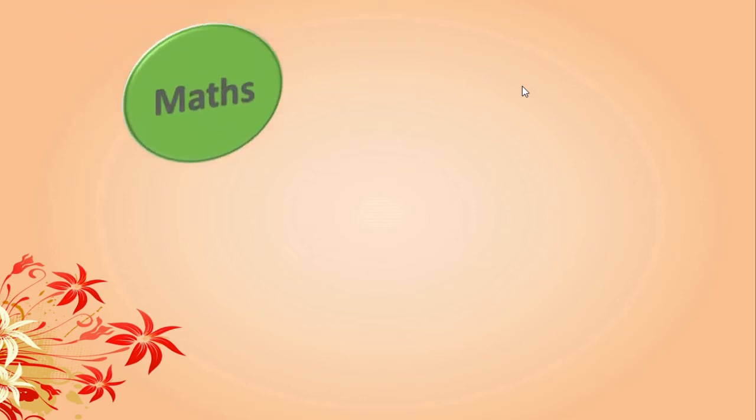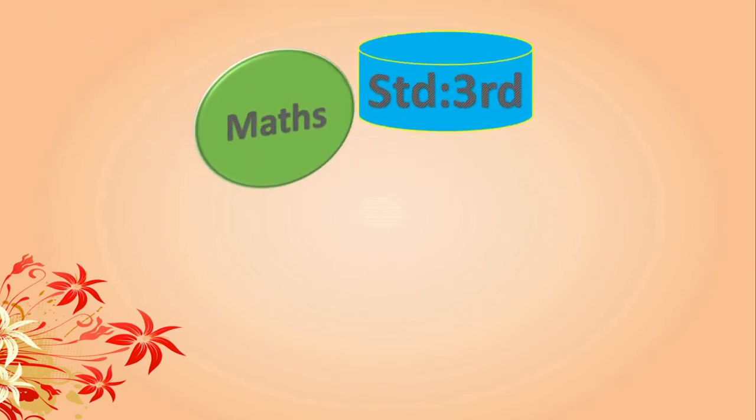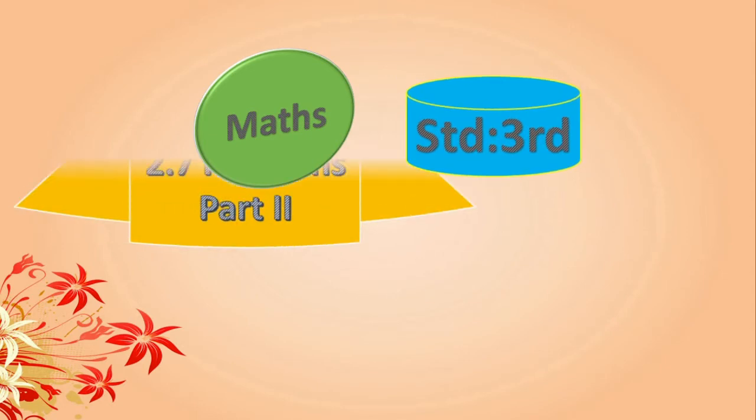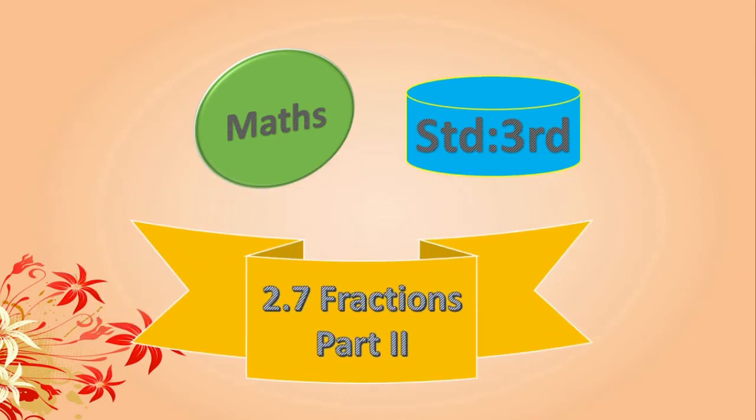Subject is Maths of Standard 3rd and the name of the lesson is 2.7 Fractions. This is part 2 of this lesson. Yes, dear children, you know that the meaning of fraction is a part of one whole, isn't it? When we cut the whole into some pieces, then each piece is called the fraction of that whole, isn't it? In part 1, we learnt about the half portion and the quarter part, isn't it?